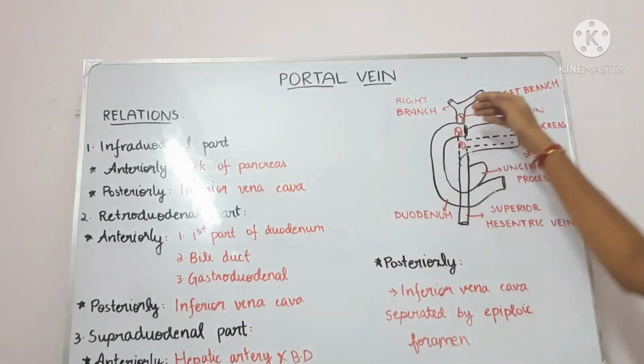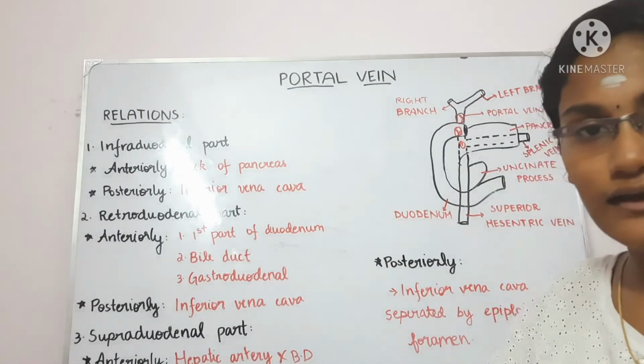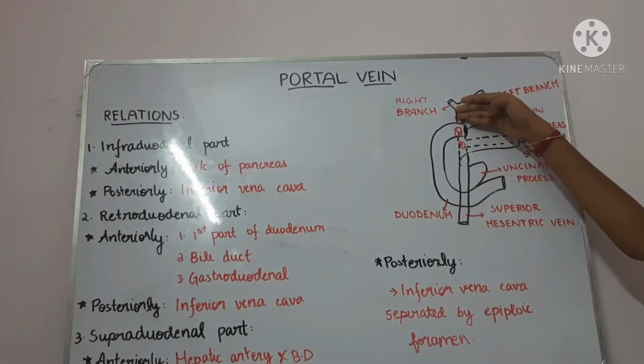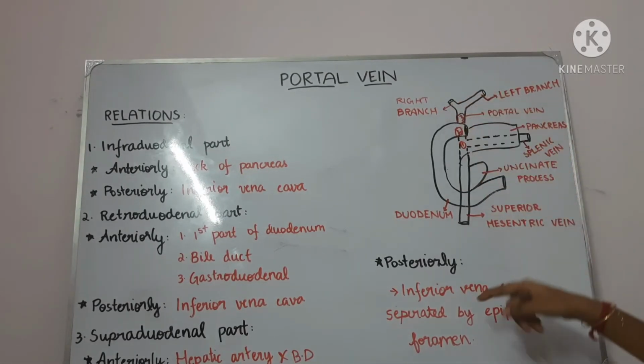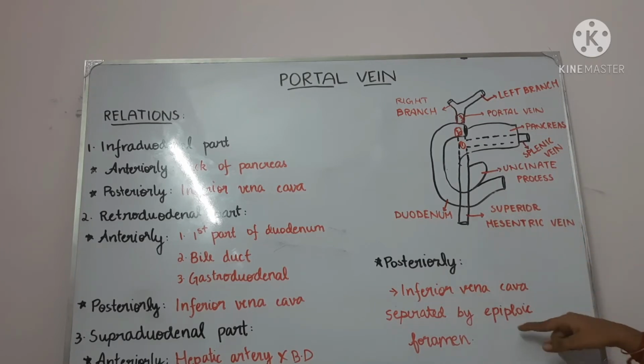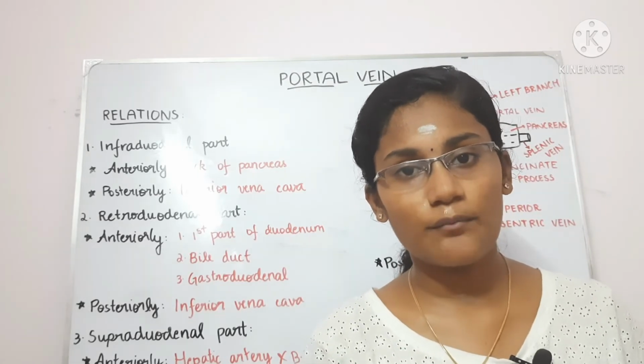Coming to the supraduodenal part, that is above the duodenum, anteriorly it is related to the hepatic artery and the bile duct, and posteriorly behind it the inferior vena cava is there, and it is separated by the epiploic foramen. So that is all about the relations of the portal vein.